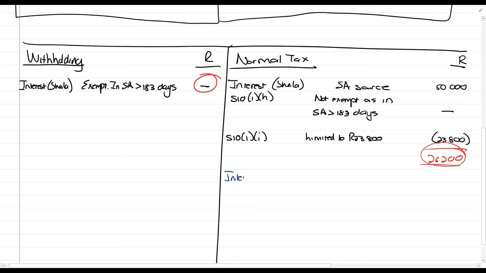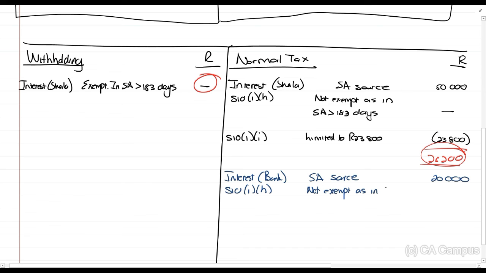So interest, bank, we know it's from a South African source because it was paid by a South African resident. 20,000 rands. Section 10(1)(h) is not available as the person was in South Africa more than 183 days. And section 10(1)(i) would be available, but you only have 23,800, so we've used it all up. So fully used.